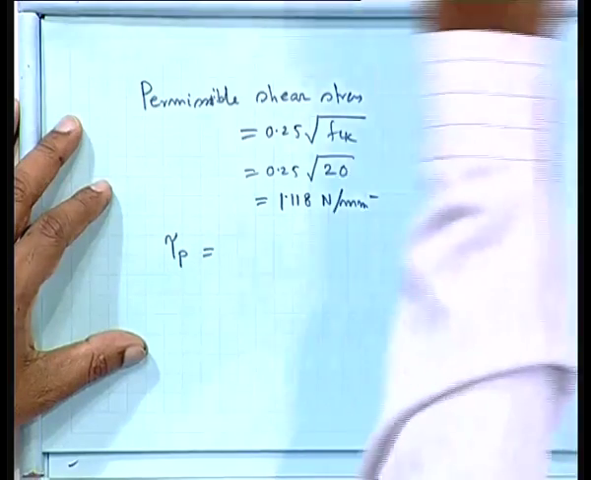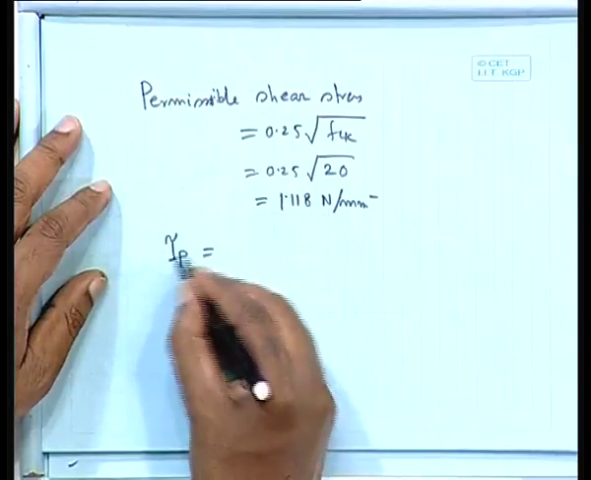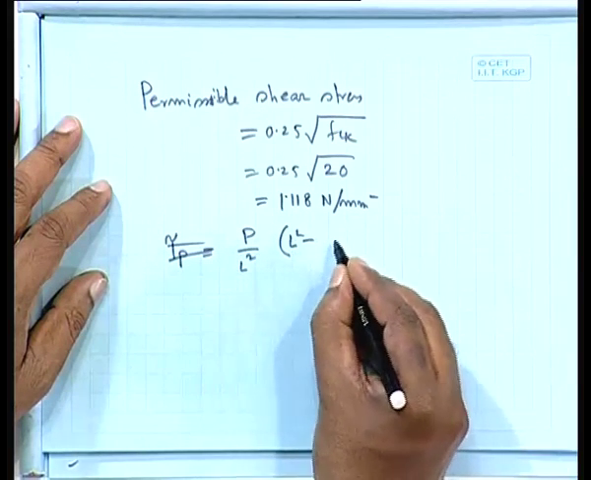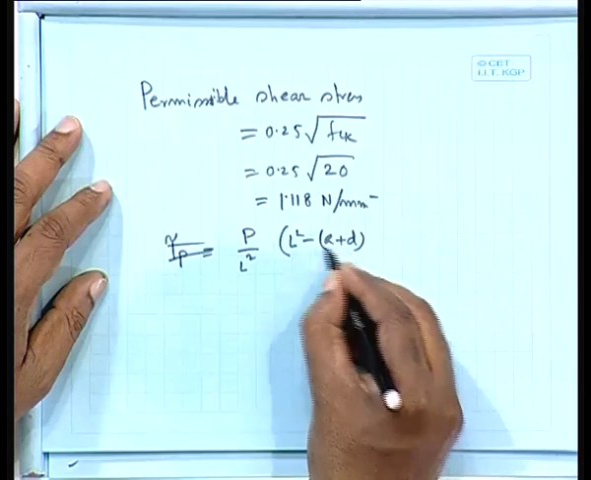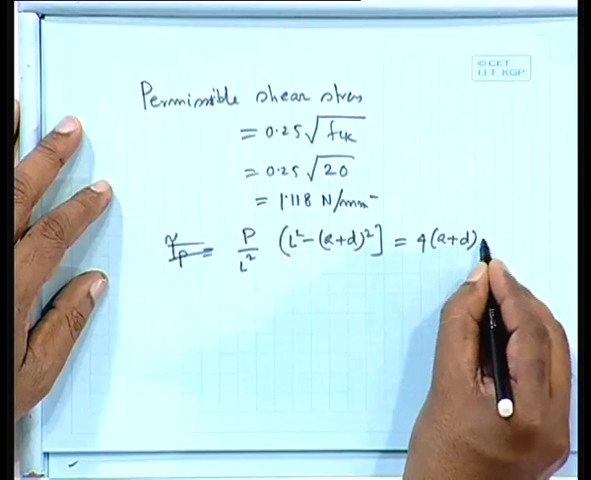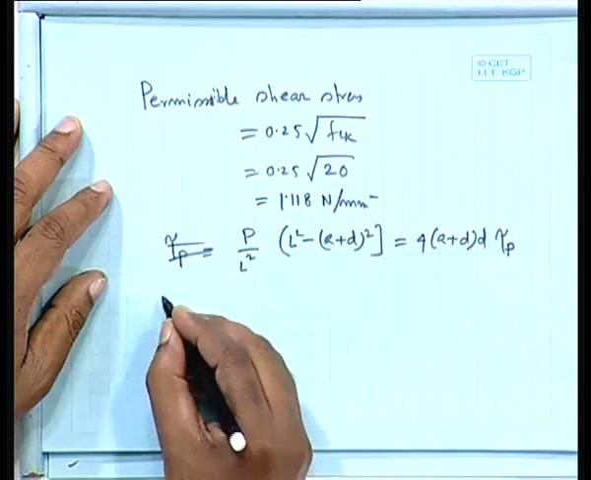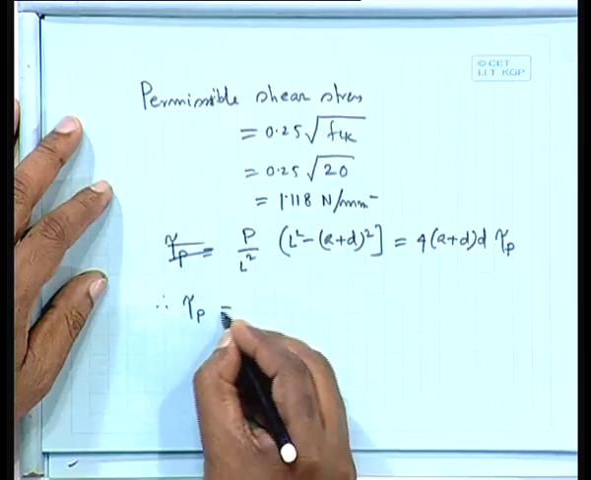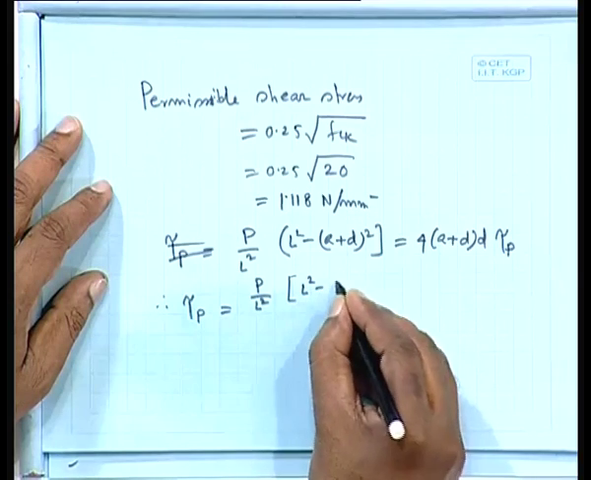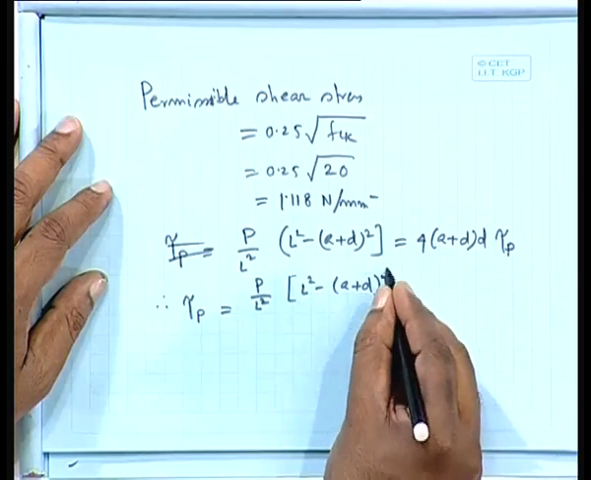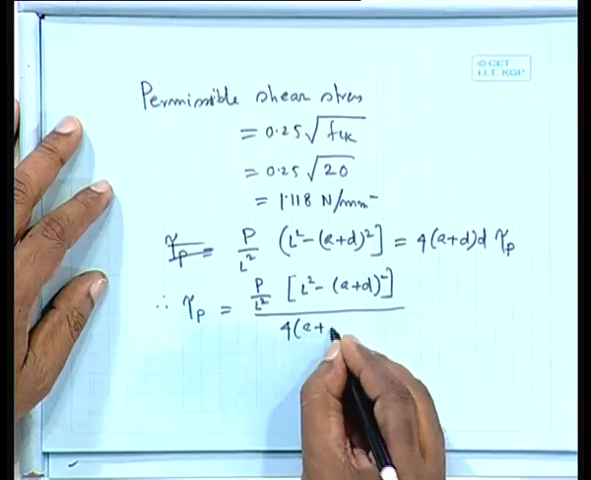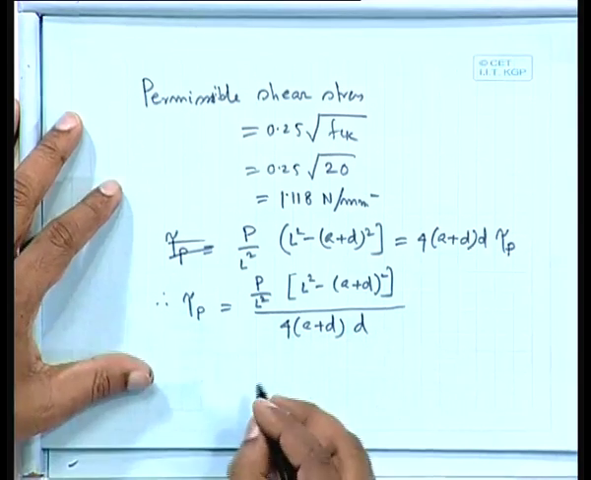Shall I write down once more here? Let me write down here. P by L square minus (A plus D) whole square equal to 4 times (A plus D) times D times tau p. Therefore, tau p equal to P by L square minus (A plus D) whole square divided by 4 times (A plus D) times D.